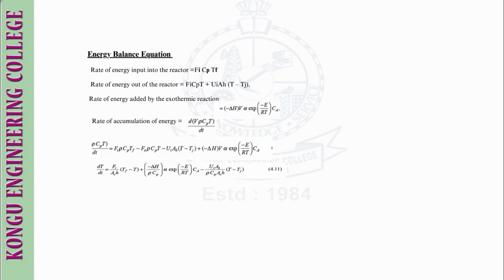Divide through by V. So we get the equation dT/dt is equal to Fi/V into (Tf minus T) plus (minus delta H)/(rho Cp) into K naught exponential of minus E by RT into CA plus UA/(rho Cp V) into (Tj minus T). This final equation tells us how the temperature evolves in the reactor. It captures the effect of incoming fluid, exothermic reaction, and heat exchange with the jacket. It's vital for designing temperature control strategies.